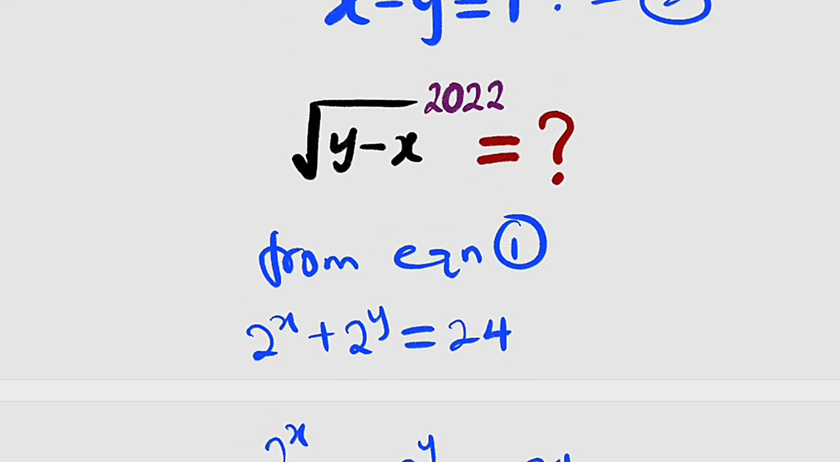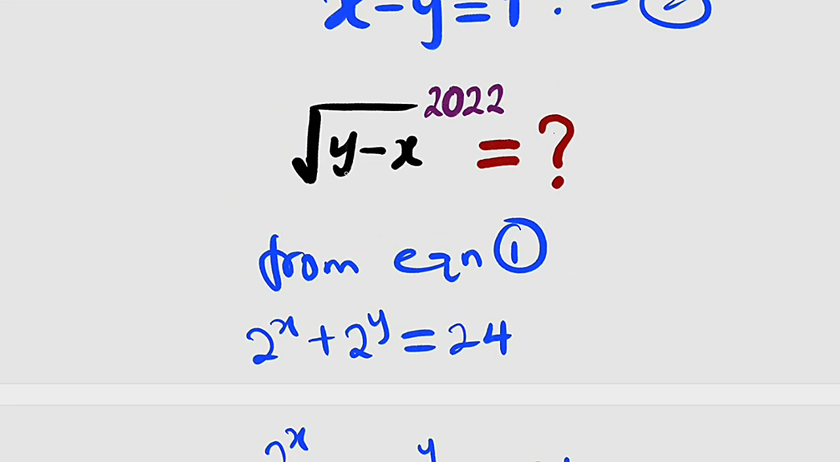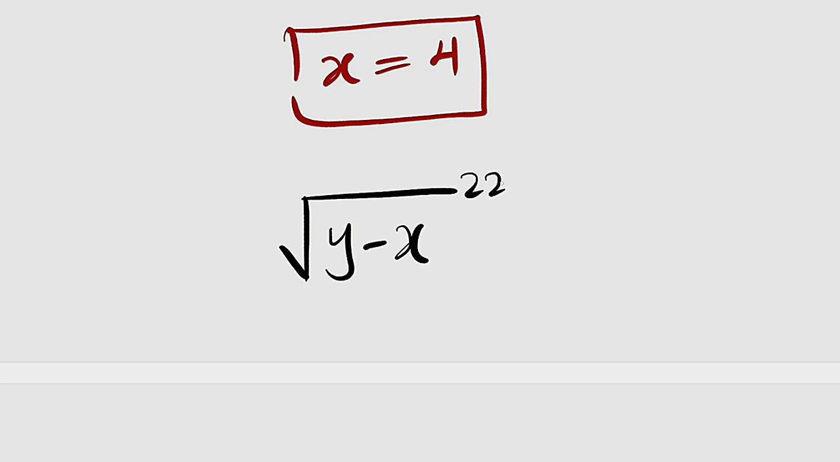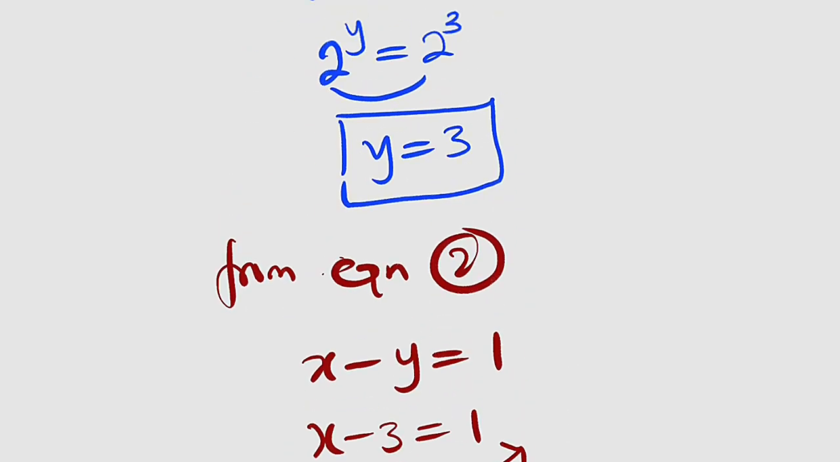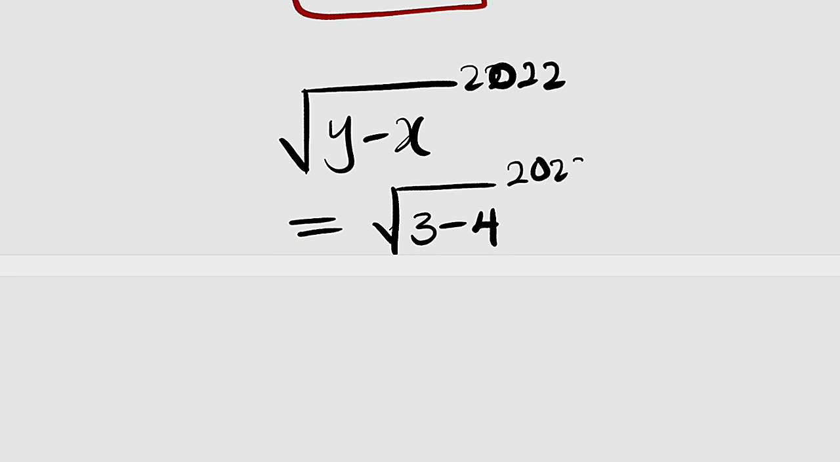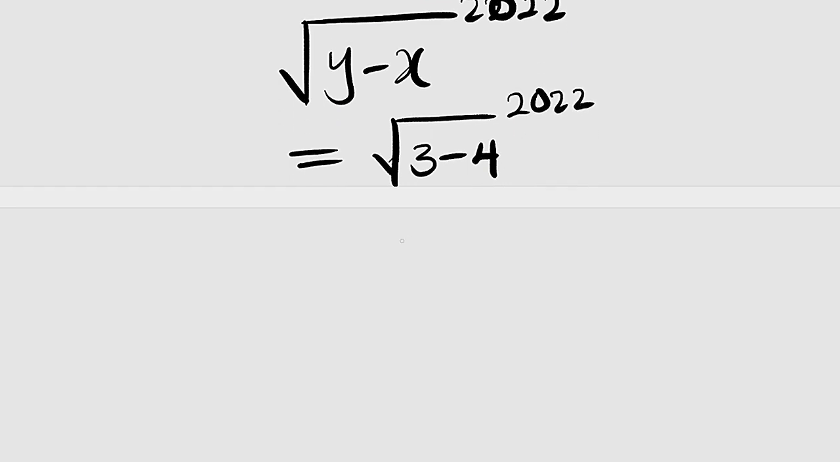But what are we looking for? We are looking for the square root of y minus x to the power of 2022. What is y? y is 3 and x is 4. So this becomes the square root of what? 3 minus 4 to the power of 2022. 3 minus 4 is negative 1.